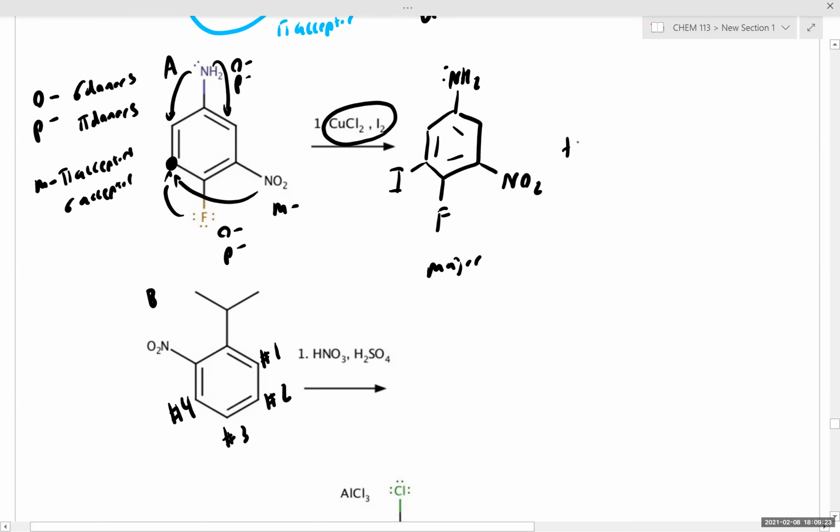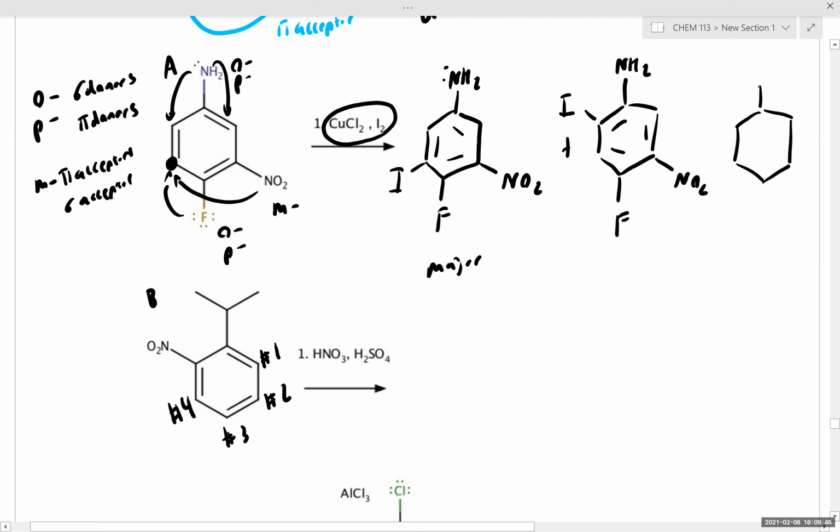The second product, I wouldn't call it minor only in the sense that there's a little bit less of it, but this second product, the ortho position to the amine, is also pretty heavily activated. So I'd say this would also be the second major product. Interestingly enough, we observe functionally none of the third possible product option.